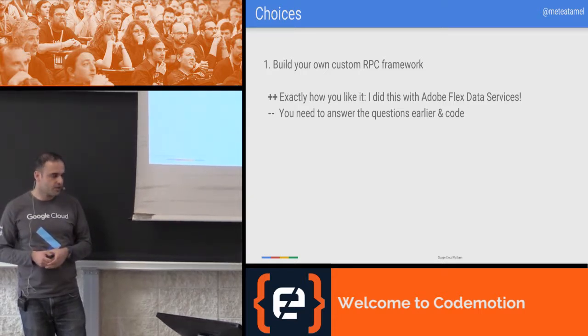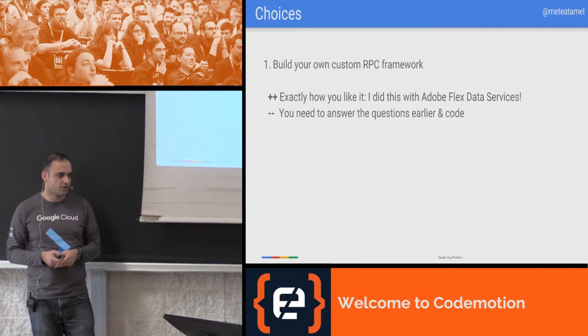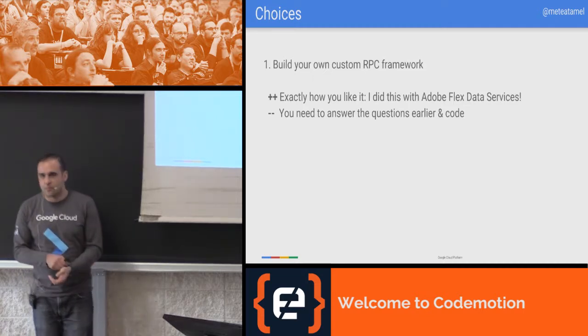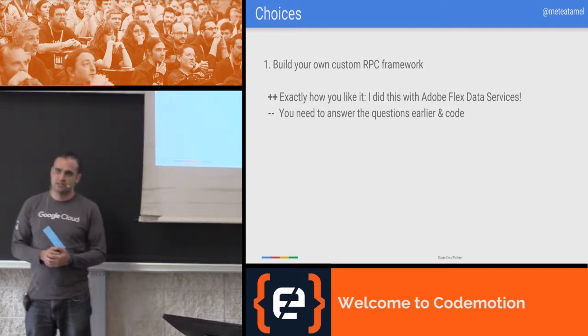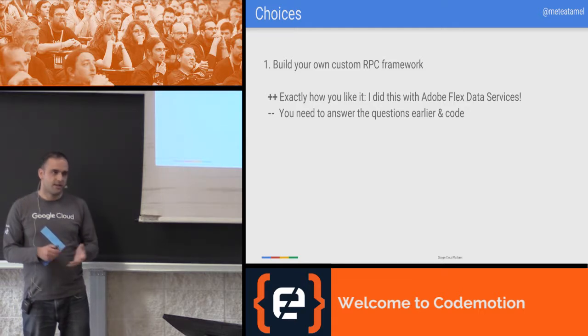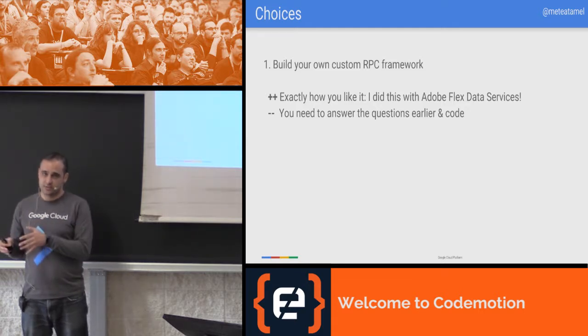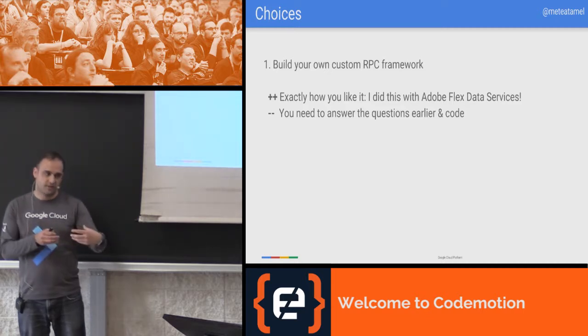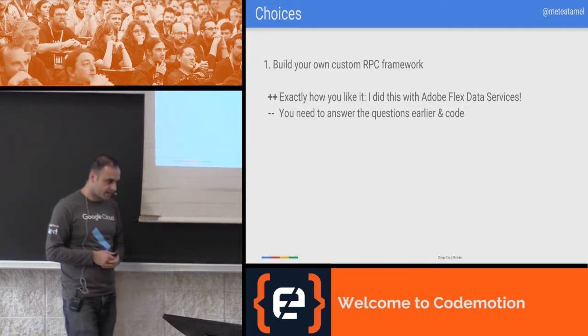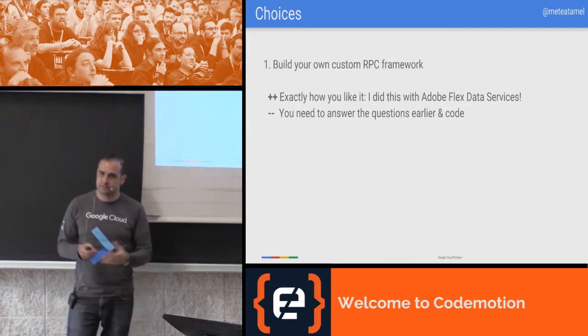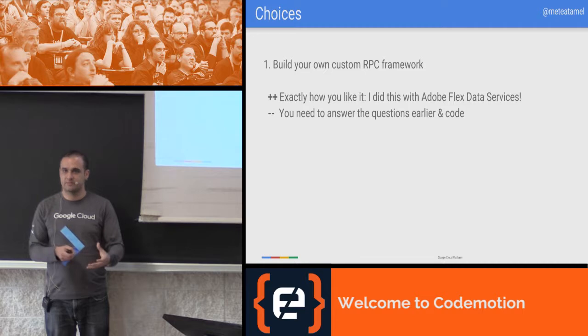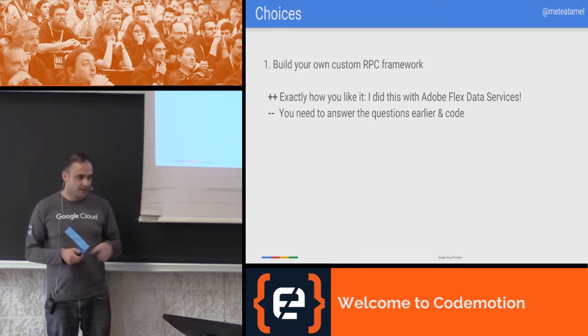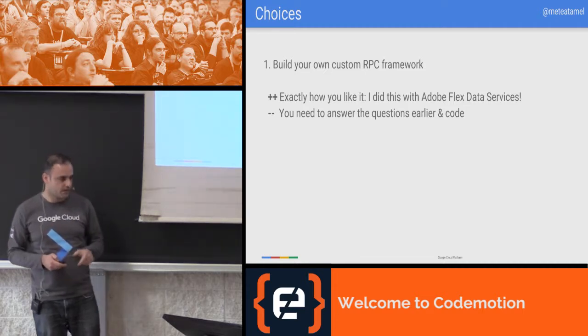And I used to work at Adobe, and I worked on Adobe Flex. Does anyone use Adobe Flex here before? Okay, a few people. So Adobe Flex was a framework to build Flash applications. And it had a server side called Adobe Flex Data Services that basically allowed you to expose your Java backends to Flash clients. So for Adobe Flex Data Services, I actually built an RPC system, and it was great because I built it with my team, and it was exactly how I liked it, right? But there were some problems with it later that I'm going to talk about in the next slide.